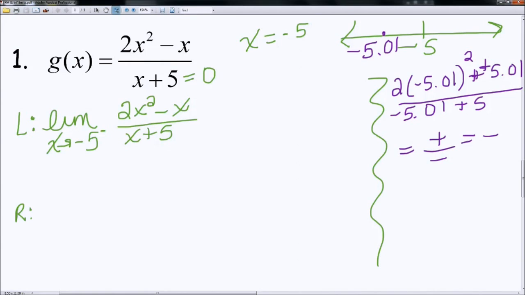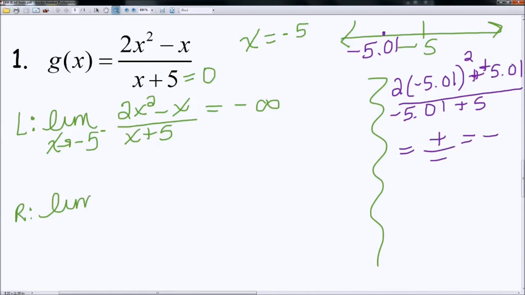Don't really care about the value, I just care about the sign. And so essentially what that tells me is since I'm getting a bunch of negative y values and they are decreasing consistently, that means I'm going down to negative infinity. Now let's check from the right hand side.